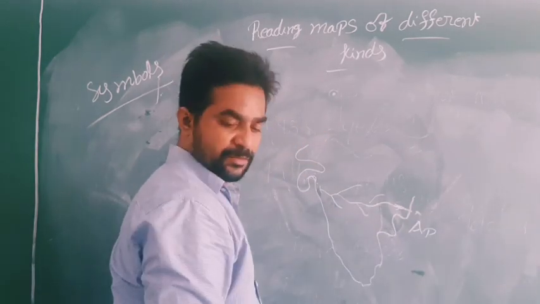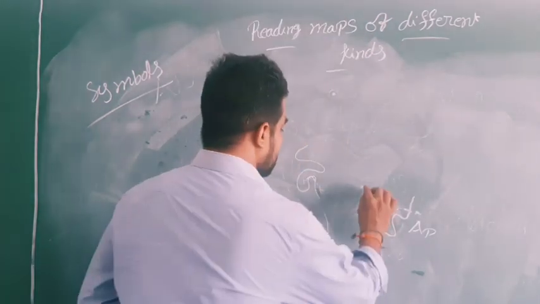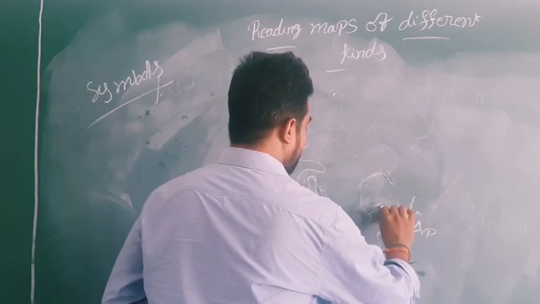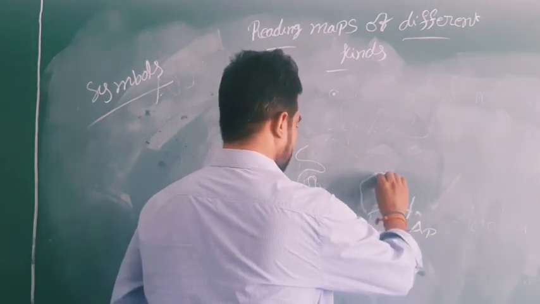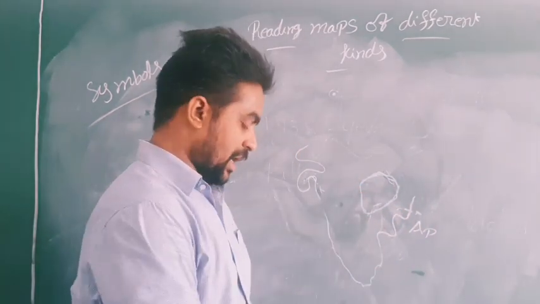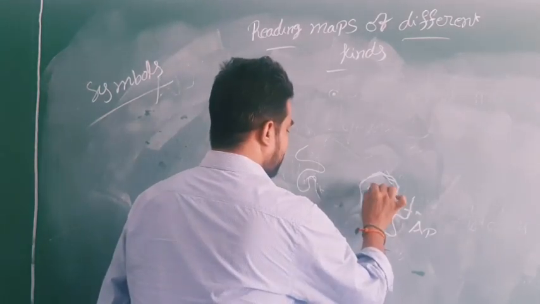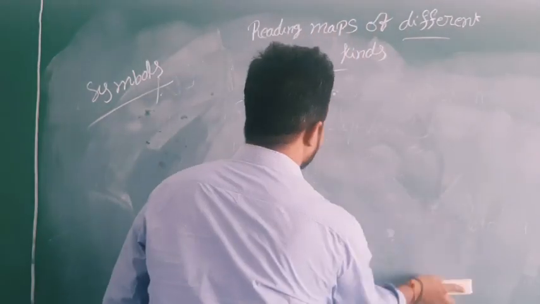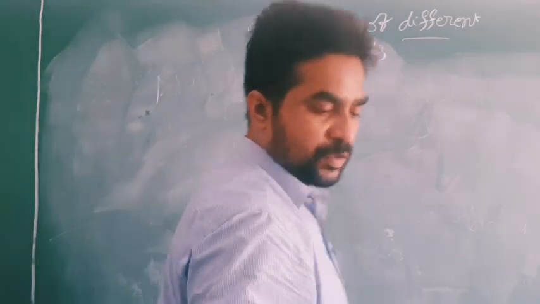Similarly, take one more example, Telangana. Telangana comes here in this region, and the structure of Telangana can be drawn like this. So the state boundary can be demarcated, and the headquarters of Telangana, or the capital of Telangana, Hyderabad, can be located. So everything has certain alternative symbols, and by using the alternative symbols, we can point these out.